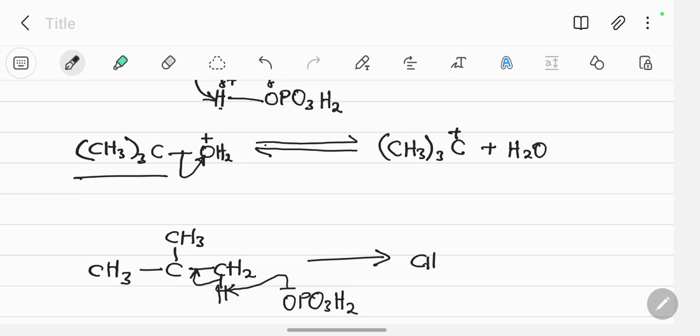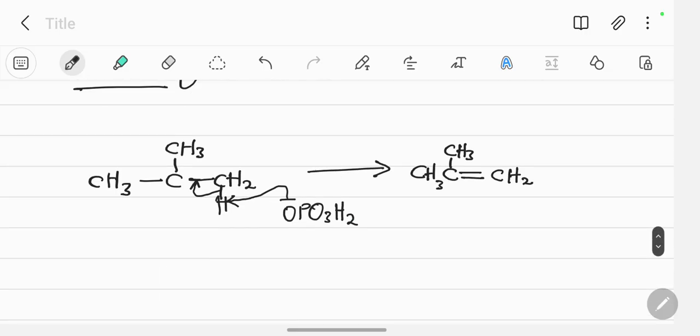CH3, CH3. Now this one was a single bond. There are now two bonds there, and our phosphoric acid is re-synthesized or remanufactured, such that we still maintain that principle of catalysts. So that is it.